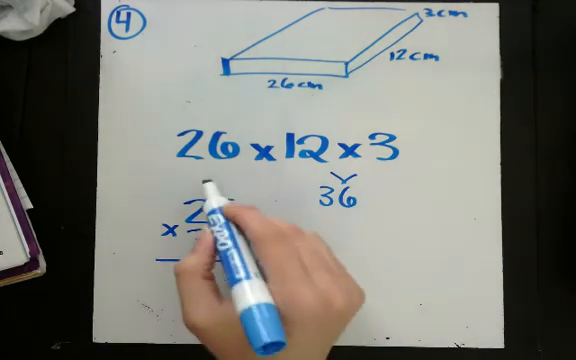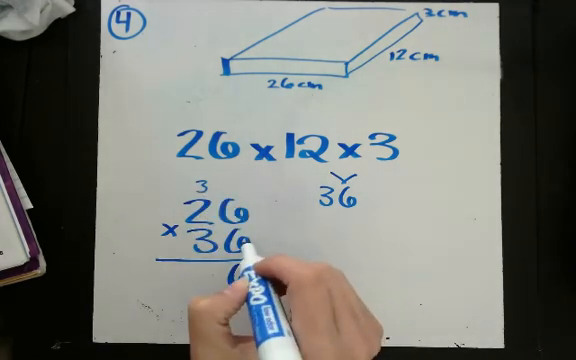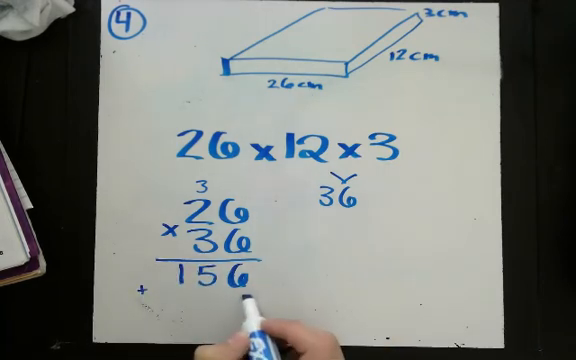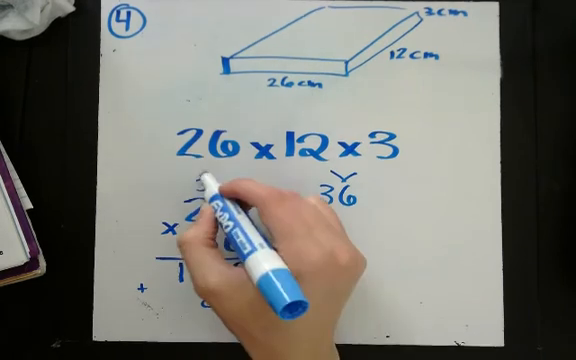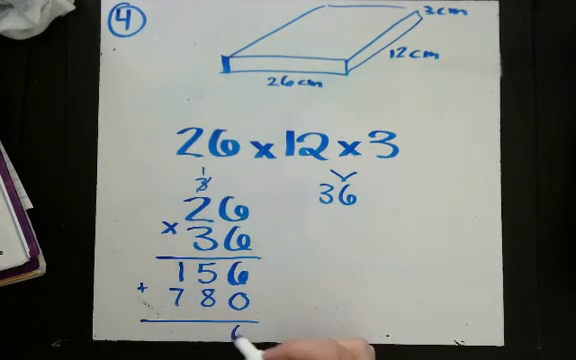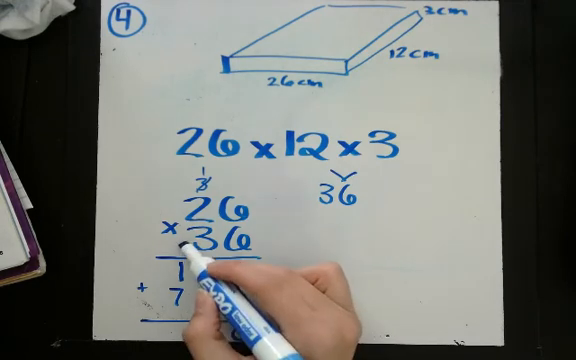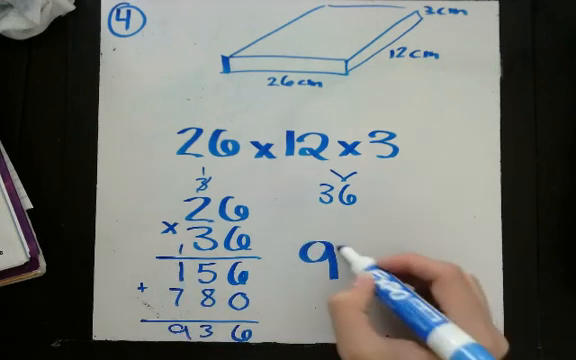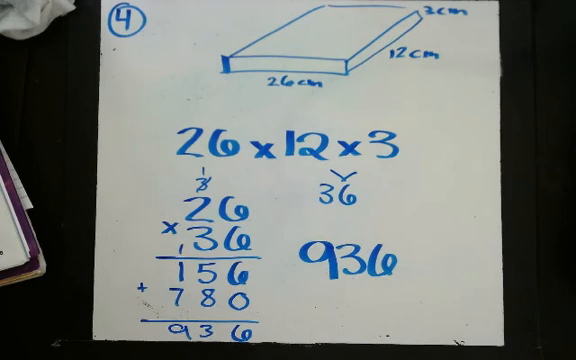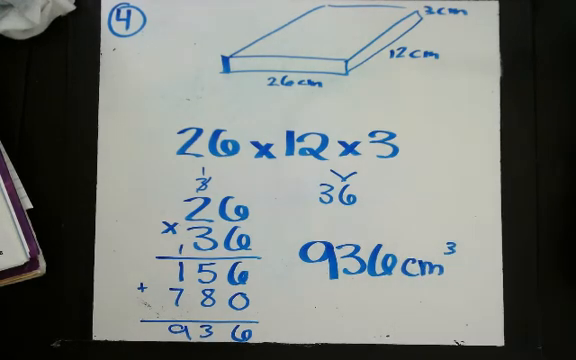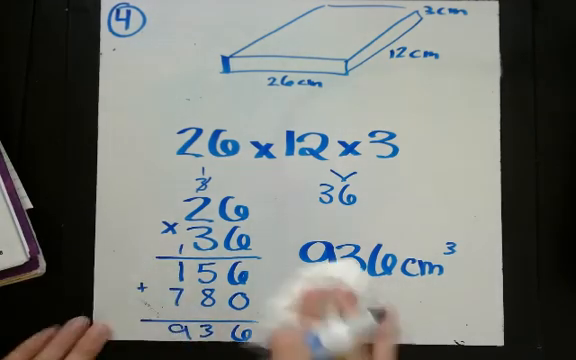6 times 6, 36. 6 times 2 is 12, plus 3 is 15. 3 times 6 is 18. 3 times 2 is 6, plus 1 is 7. Add. And we get 936. Don't forget to add your units. Cubic centimeters. All right, that's number 4.